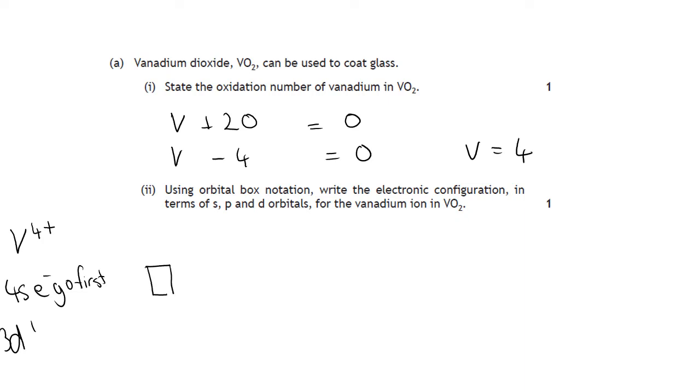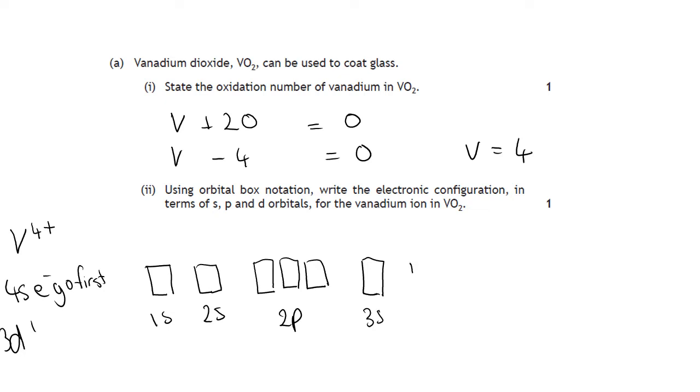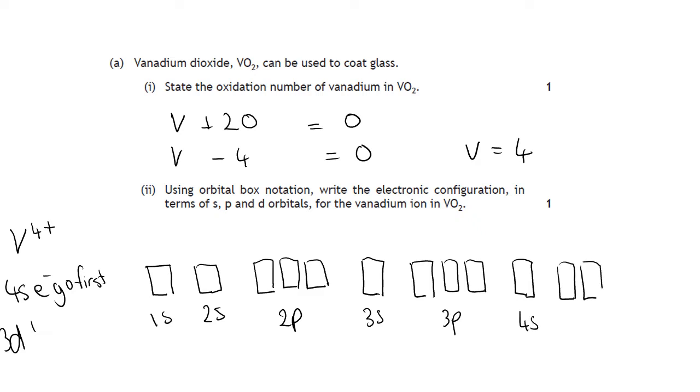So 1s. 2s. Now 2p, draw them all together. 2p, we've got our 3s, then we've got our 3p, we've got our 4s, which is empty. And our 3d. Now, even though we're not going to use all the orbitals, we've got to remember that there are 5 d orbitals. 3d. Now, all the orbitals up here are filled.